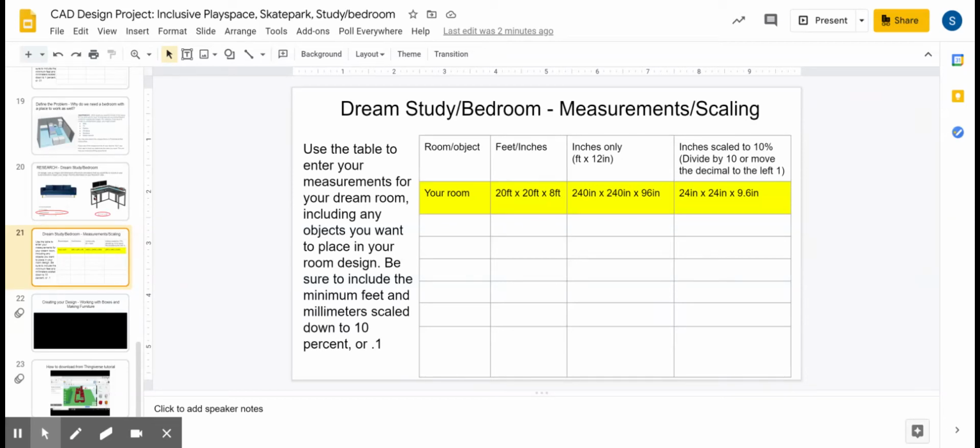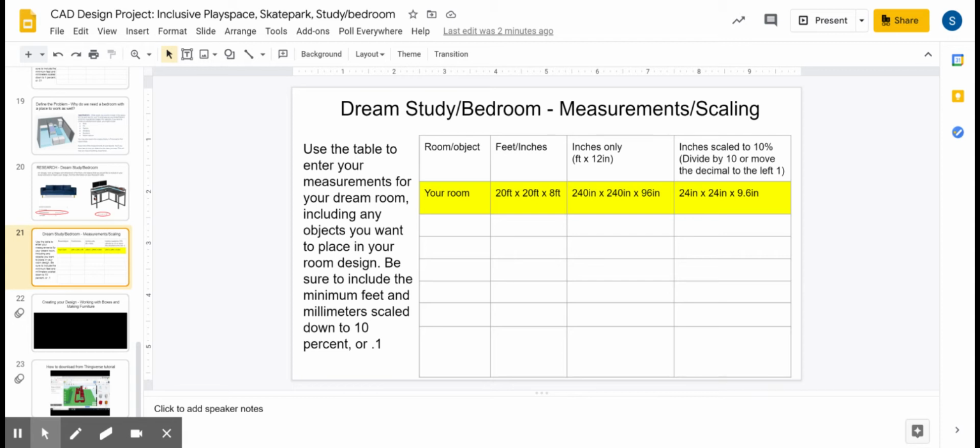Okay, so how do we actually scale this so that the various objects and furniture and things in our room will actually fit in the space that we have? As you can see, the maximum size of our room is 20 feet by 20 feet by 8 feet. To figure out how many inches that would be, we have to multiply each of these numbers by 12 because there are 12 inches in a foot.